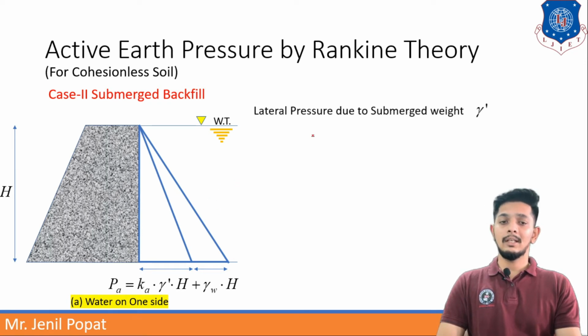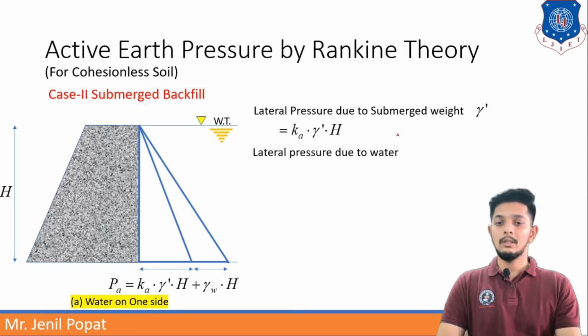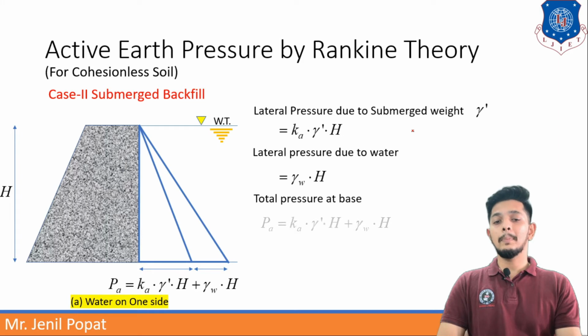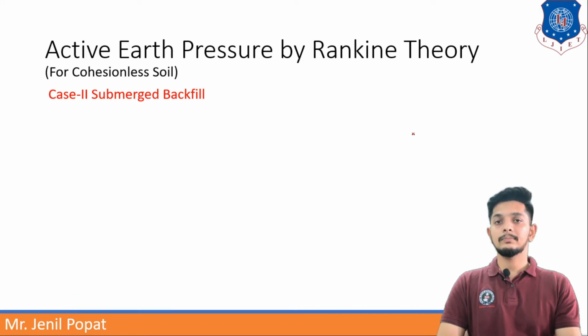Let us understand this. Submerged unit weight will be gamma dash. So the lateral pressure due to submerged soil will be K into gamma dash into H. Lateral pressure due to water will be gamma W into H, as we have discussed. So total pressure at base will be K gamma dash H plus gamma W into H.